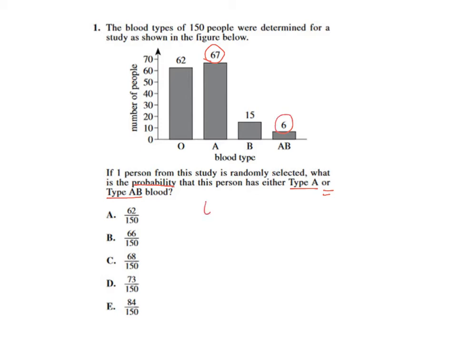So for this question, you're going to take 67 plus 6 more, which will give you 73 people. And remember that this was 73 out of 150 people. So the correct answer for this is the letter D.